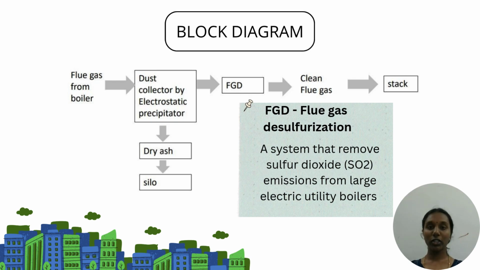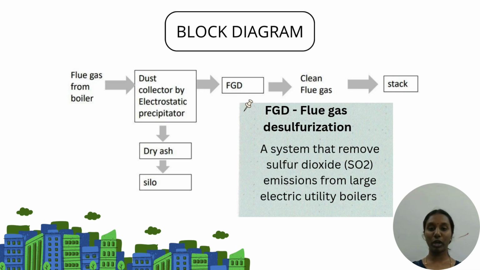There are two flows. The first flow starts with flue gas from the boiler, traveling towards the dust collector by ESP. Those collected dust forms into dry ash and finally reaches the silo. The second flow also starts with flue gas from the boiler, travels towards the dust collector by ESP and then goes to FGD. After FGD it becomes clean flue gas and is finally ready to be released into the atmosphere through the stack.